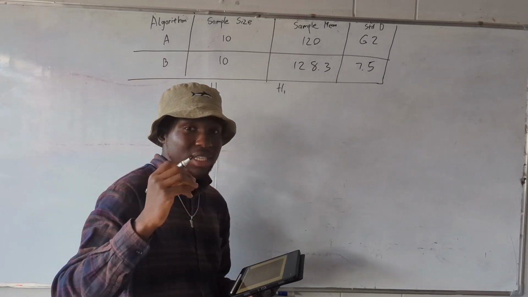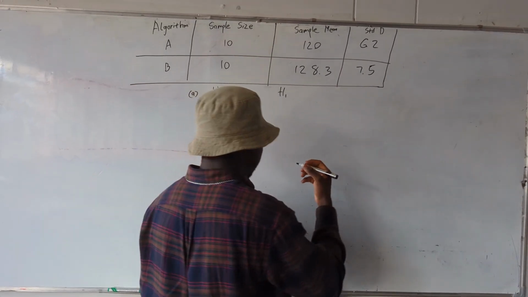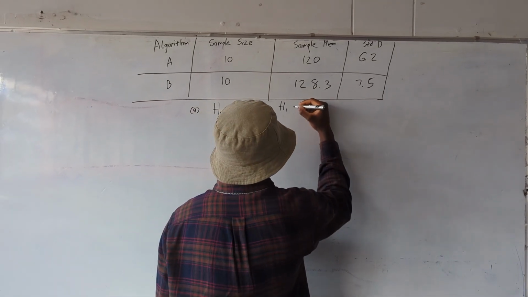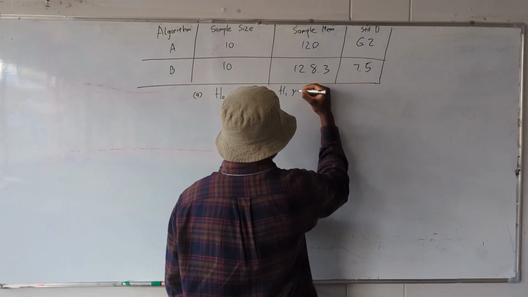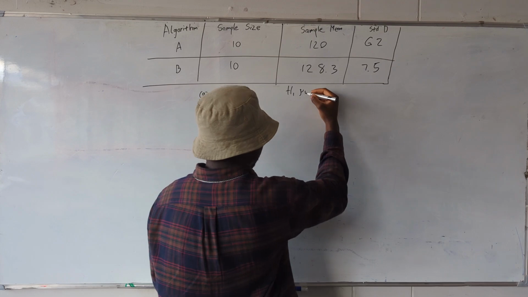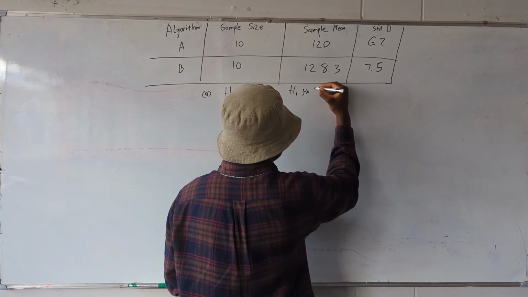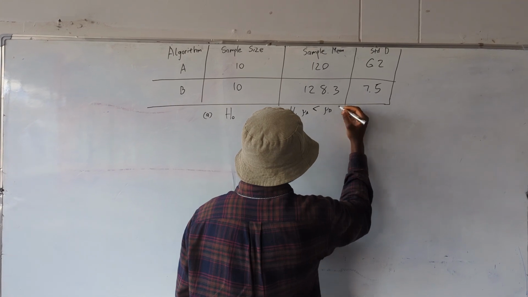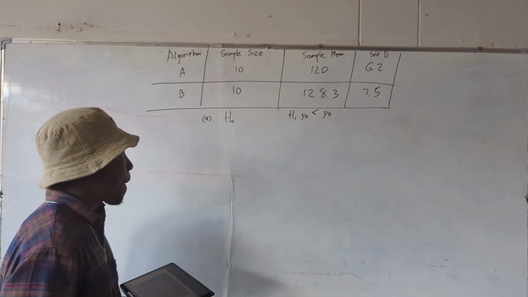So our alternate hypothesis is what we want to investigate. And we are dealing with means. So we are saying mu for algorithm A is less than mu of algorithm B.